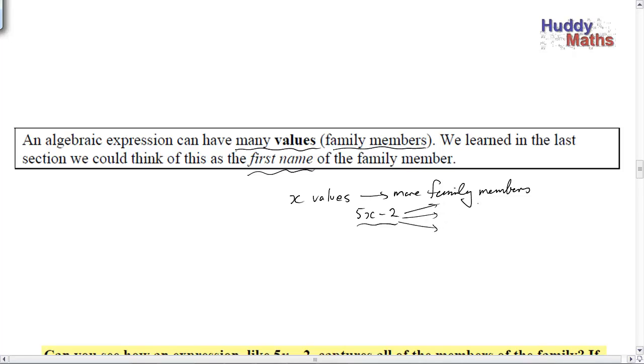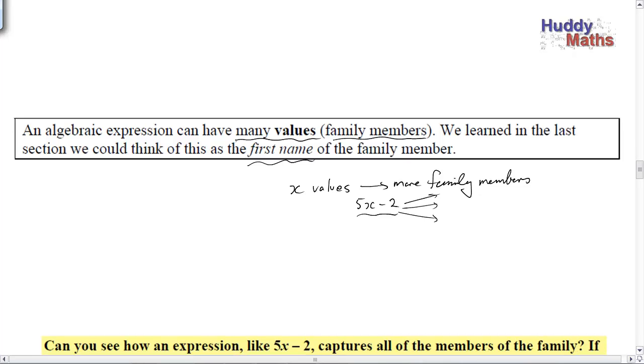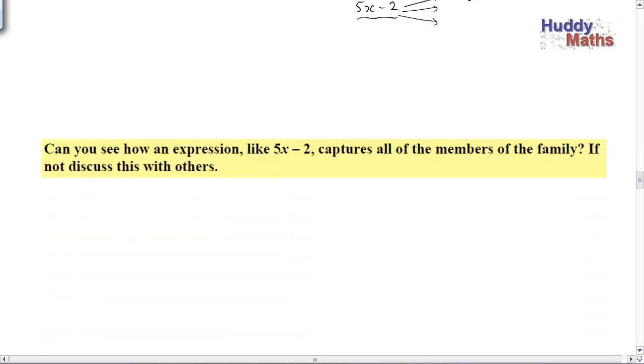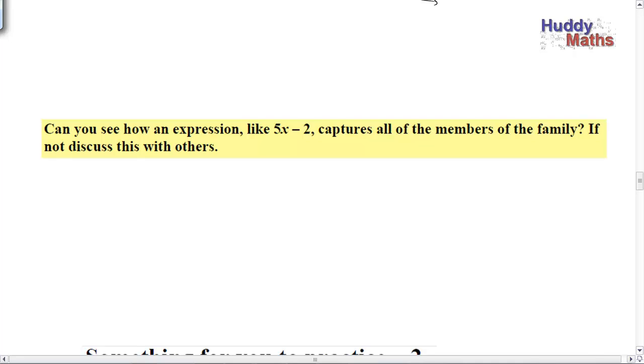All right, come down and answer this question then. There's something for discussion here. Can you see how an expression like 5x take 2 captures all members of the family? If not, discuss this with others. How would you answer that? Okay, pause the presentation and have a bit of a discussion. Coming back, captures all of the members of the family.